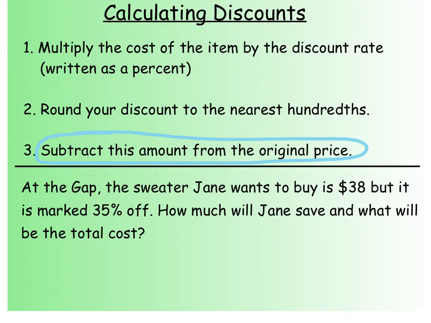So in order to calculate the amount that she's going to save, or the amount of the discount, go ahead and follow the same process that we followed before. You're going to multiply your rate by your cost of the sweater. When you do that, you get a discount of $13.30. Now, since this is a discount, that means in order to find the total cost, we want to take the $38 sweater and subtract $13.30. That gives us a final price of $24.70.